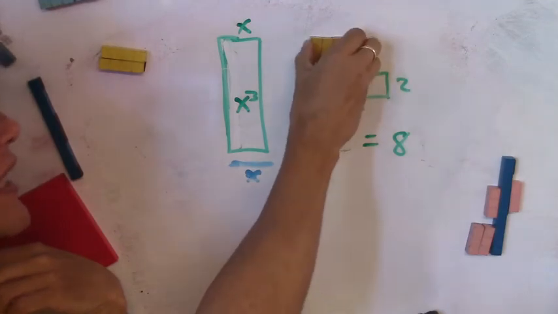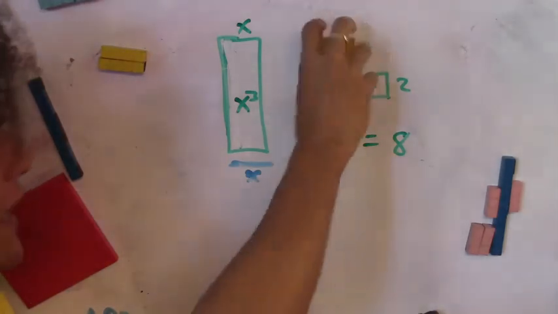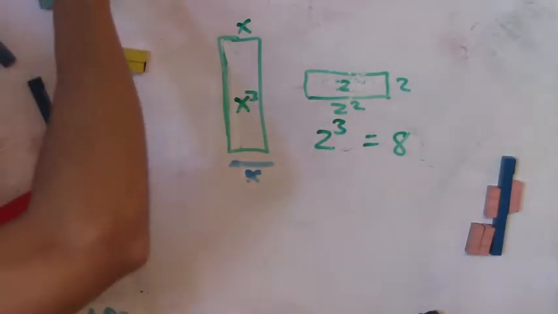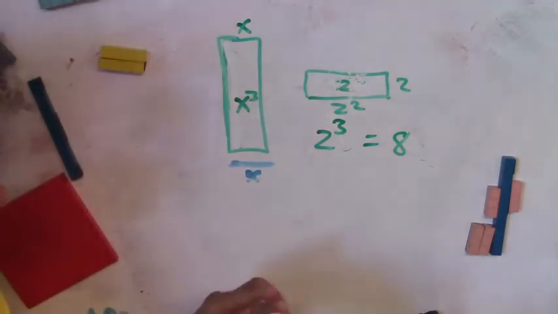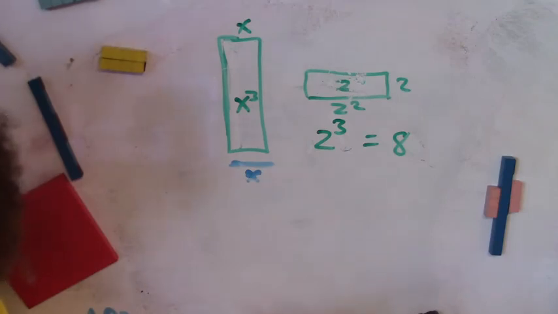Let's do it again. Have you got some blocks? Get some blocks handy and build me a 3 cube. Now you could grab a whole bunch of 3s, right? Yeah, build me a 3 cube. Okay, so there's that.